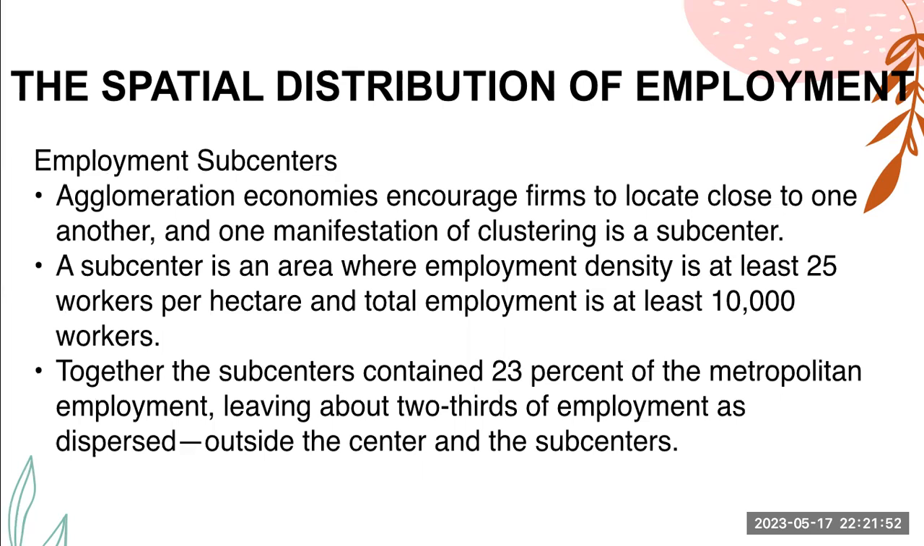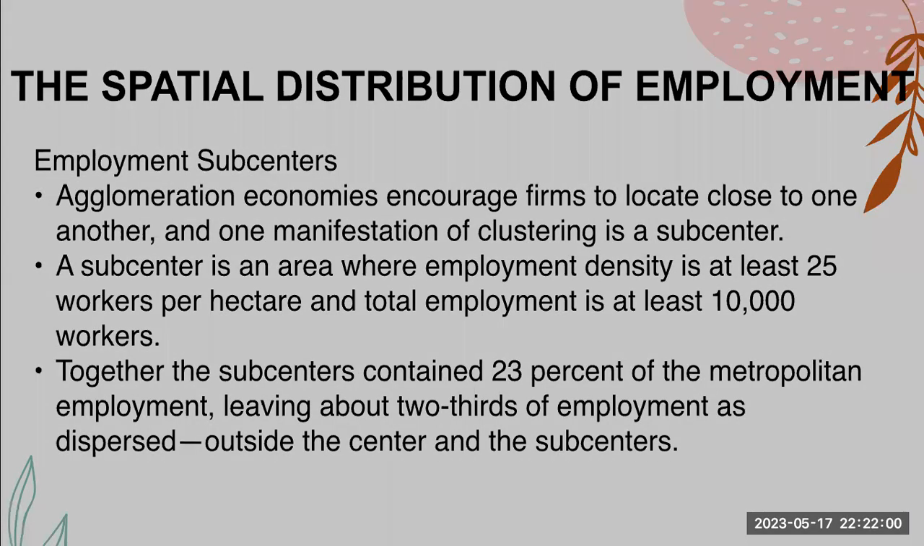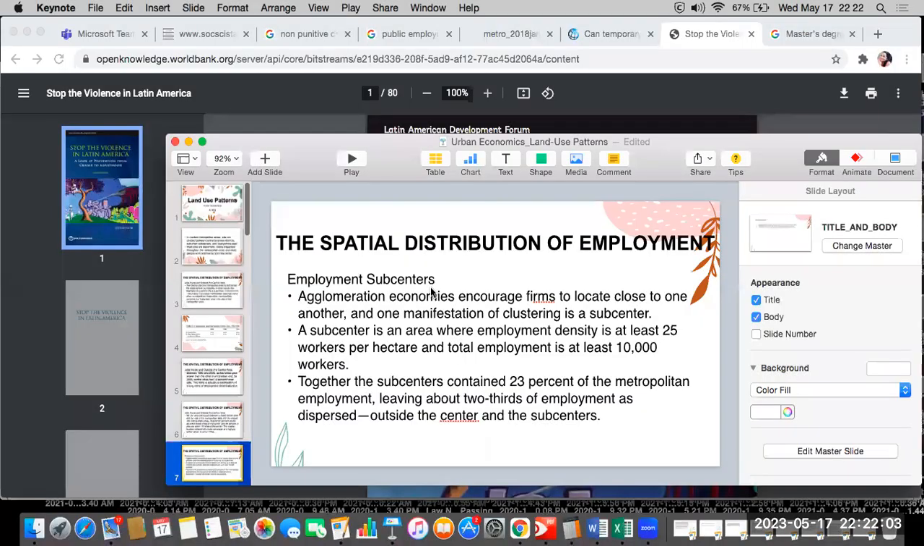Employment subcenters, agglomeration economies. Agglomeration economies encourage firms to locate close to one another, and one manifestation of clustering is a subcenter. A subcenter is an area where employment density is at least 25 workers per hectare, and total employment is at least 10,000 workers.